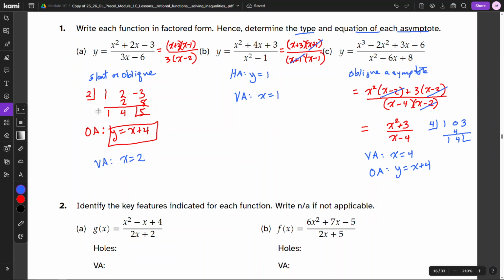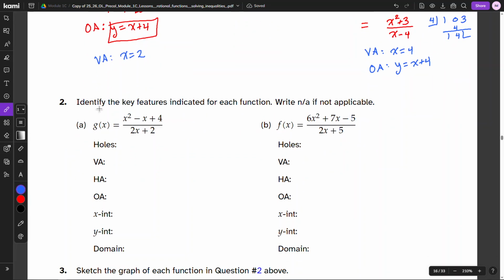Okay, let's look at a couple more with the same type of idea. And so we're going to identify these key features for each function. So get our factored form. Numerator factors to be, for this one it doesn't factor the numerator, right? So I'm just going to have x squared minus x plus 4. And the denominator, I'm going to have 2 times x plus 1.